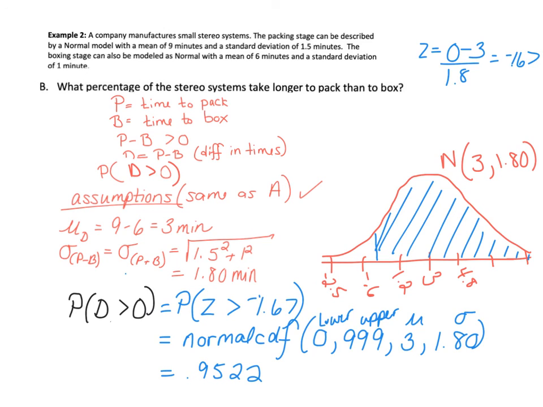You could also do it by table A. You could also use the standard normal using the calculator. You would just use your z-score, negative 1.67 for your lower, 999 for your upper, 0 for mu, and 1 for sigma, because your standard normal is always 0 and 1. And then you just write your conclusion in context. So we would say about 95% of the stereos take longer to pack than to box.